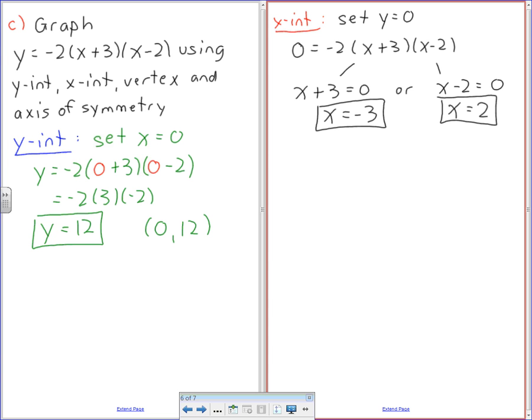Emily, if I wanted to graph these points, they're going to be what, comma, what? So when x is negative 3, what's the y going to be? It's going to be 0, right? Because that's our starting point, so it's negative 3 comma 0, and then 2 comma 0. Right? Before we do our axis of symmetry, I'm going to graph this.